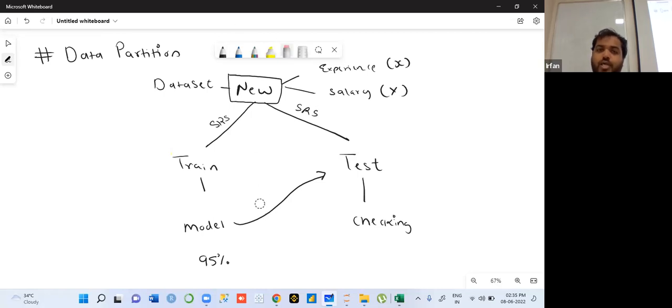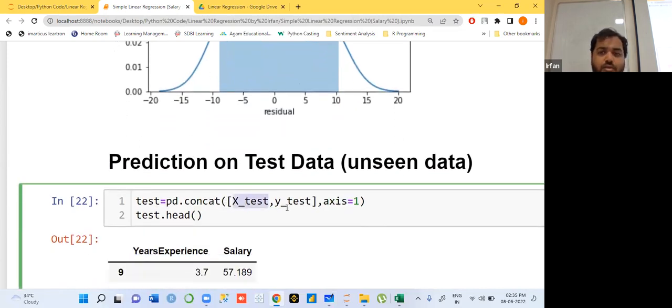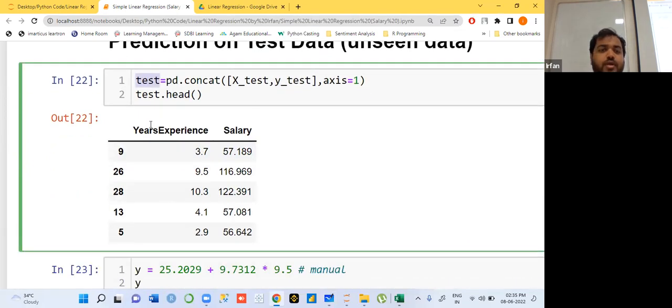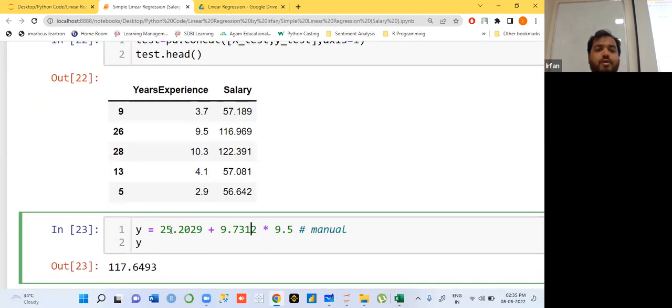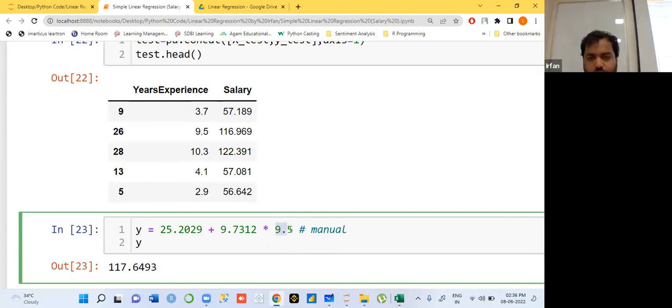So I apply the model. Guys, what is the meaning of model? Model means equation, the beta naught, beta 1 value. I take X test, Y test, and combine and make something known as a test file. Can we predict for this manually, one by one row? Beta naught, beta 1. Kiran, what is the first value over here, the first row? Ragini. 3.7, sir. 3.7. Okay.